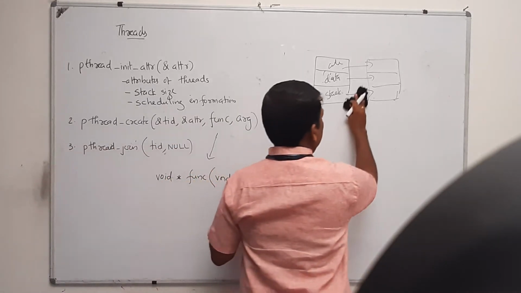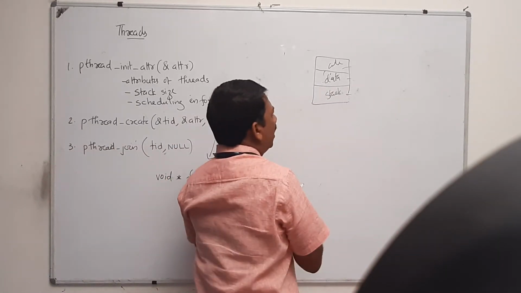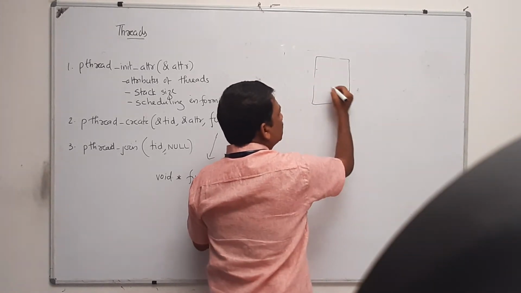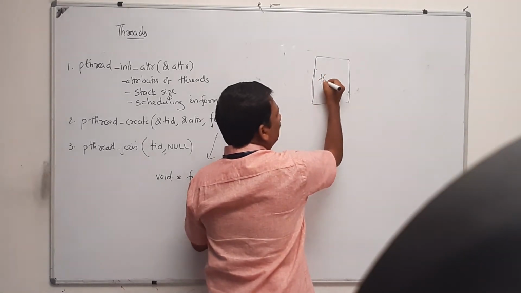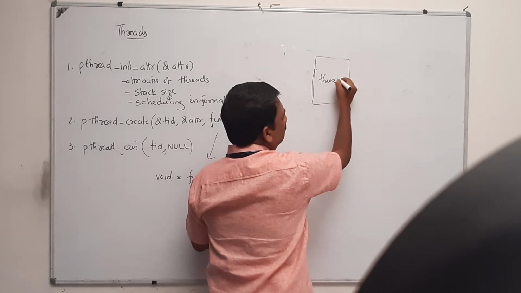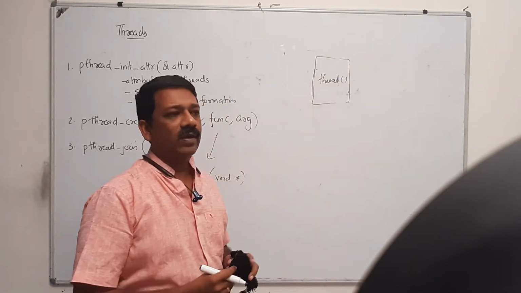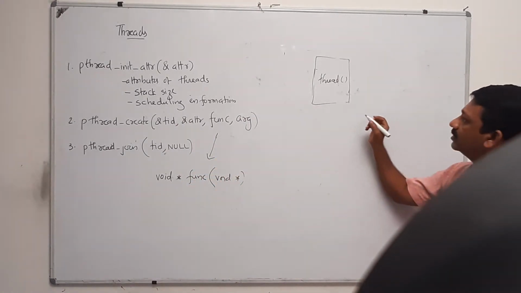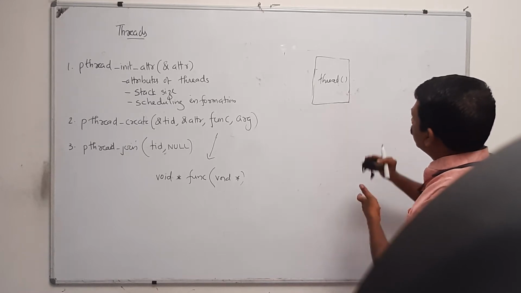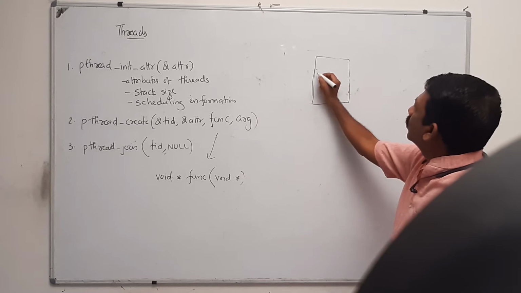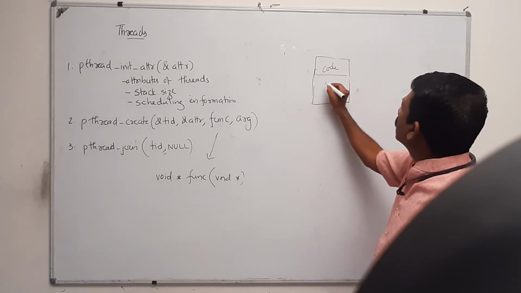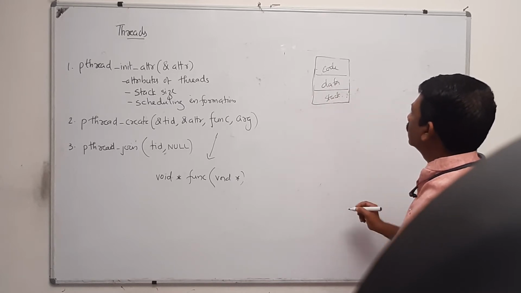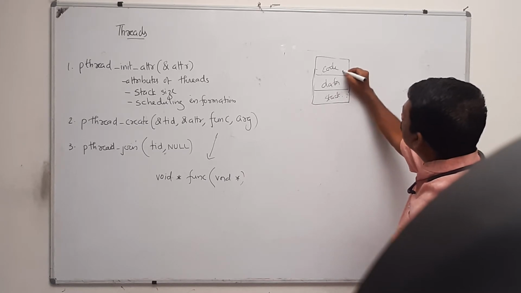Suppose that here you have a process, and now at this point, in between, you are creating a thread here. What will happen? For a thread, only the data area is different. This process has a code area, data area, and stack area. Code, data, and stack.